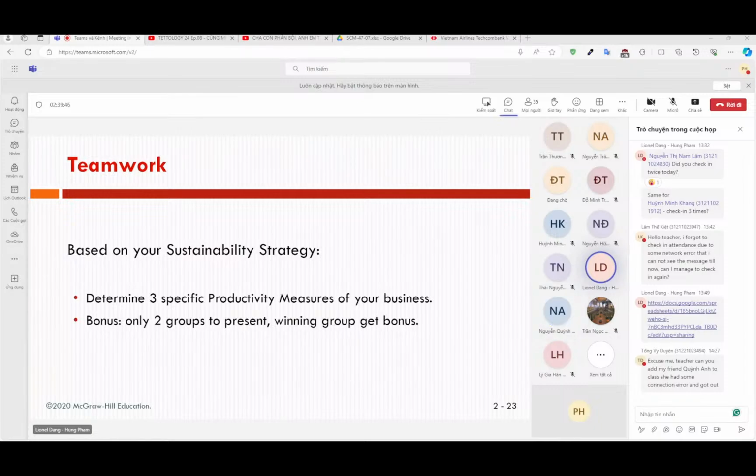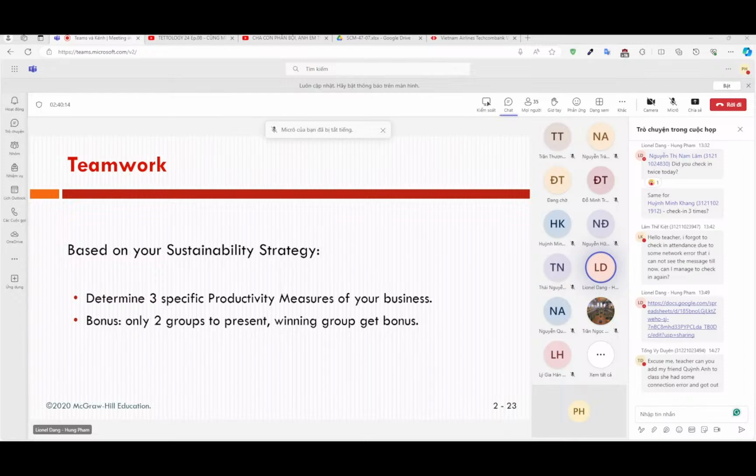So based on the sustainability strategy, you will determine 3 specific productivity measures of your business. So you will go back to do the teamwork. Today, not every group will be presenting, only 2 groups who volunteer, and the winning group will get the bonus. Okay, so continue, go back to your presentation.